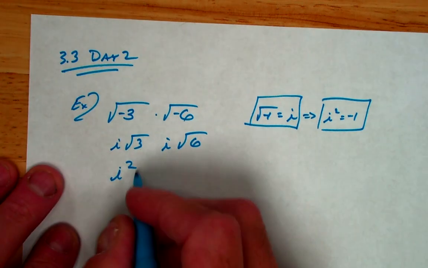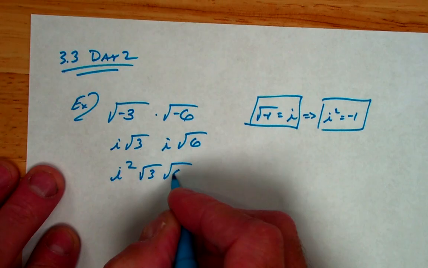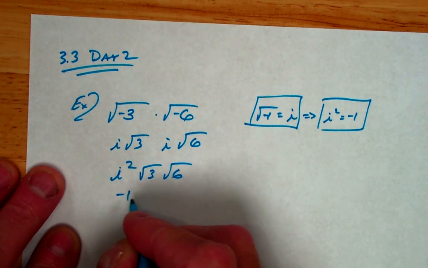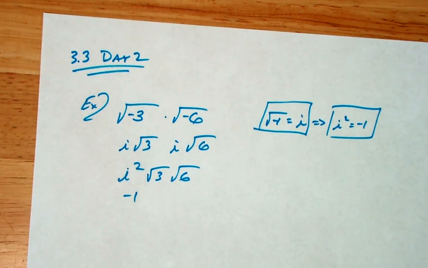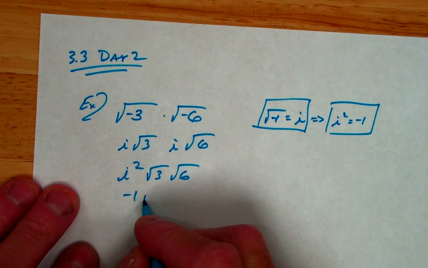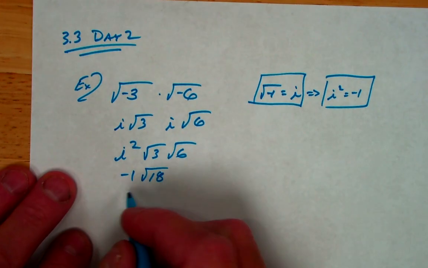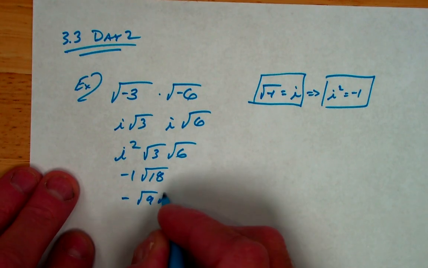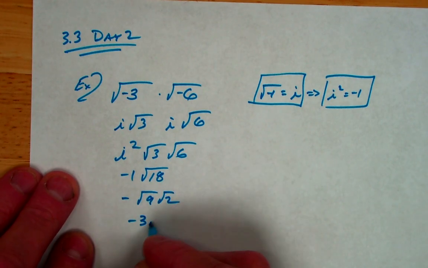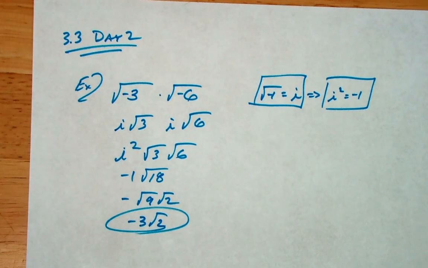Okay? And so what we have is negative 1, and then we simplify our square root of 3 and square root of 6. There are two different ways you can do this. You can combine them into the square root of 18, and then just simplify. That's from yesterday. Okay?